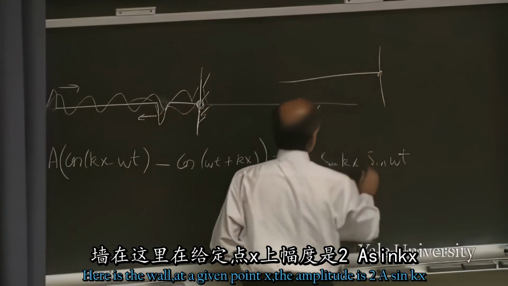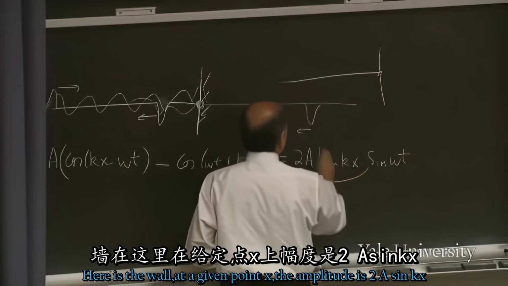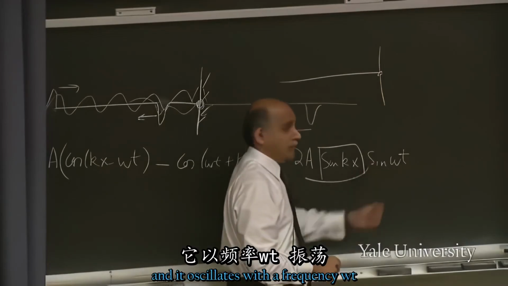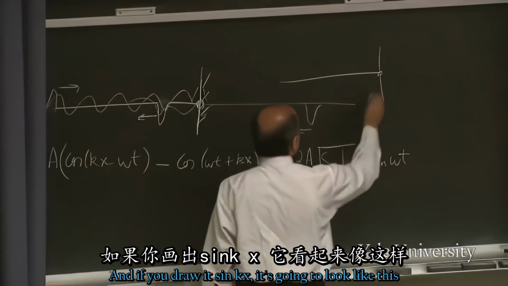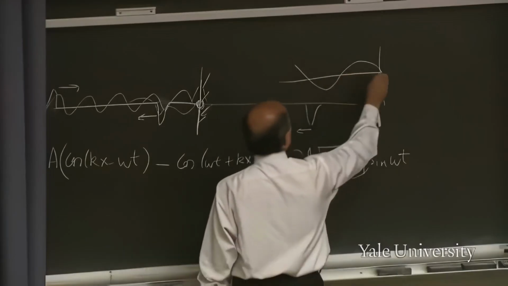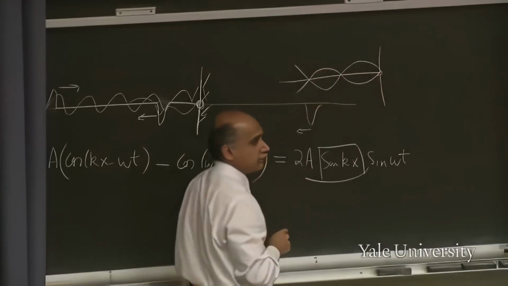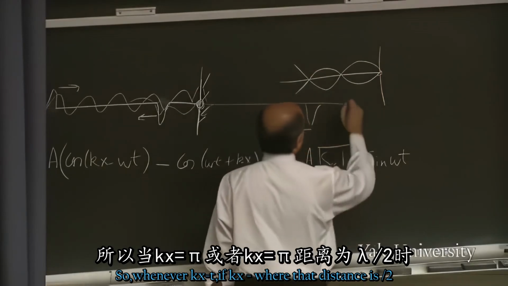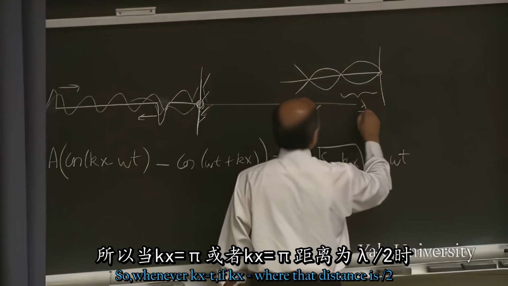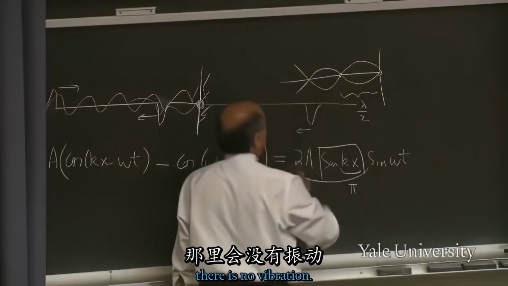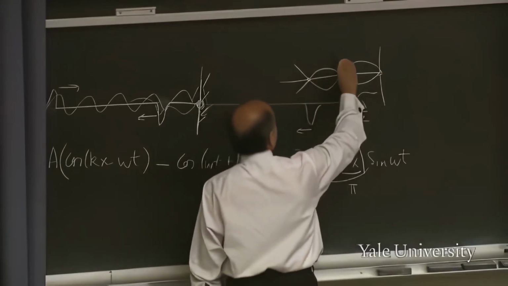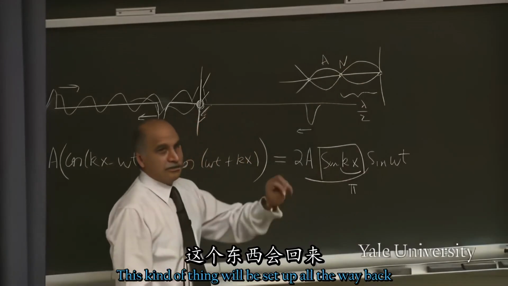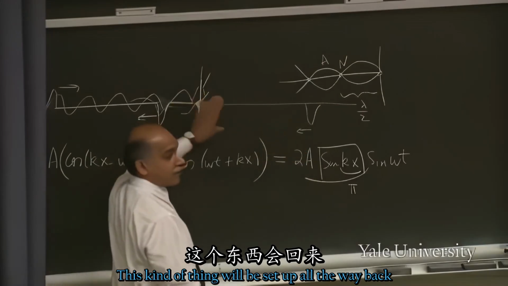Here is the wall. At a given point x, the amplitude is 2A sin(kx), and it oscillates with the frequency ω. And if you draw sin(kx), it's going to look like this. So whenever kx is equal to π, when that distance is λ/2, there is no vibration. This is called a node. In between is an antinode. This kind of thing will be set up all the way back.